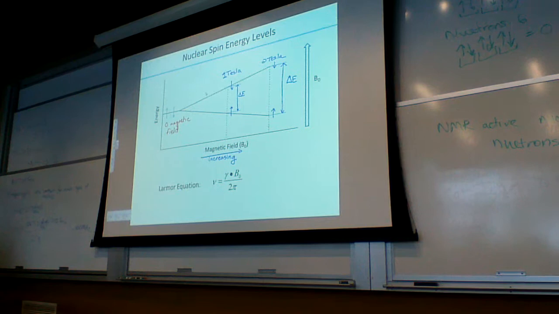So V is the energy needed to excite the proton? Yes. Well, sorry, no, it's the frequency of the photon that would be needed to excite it. And so then calculate the energy from that frequency.